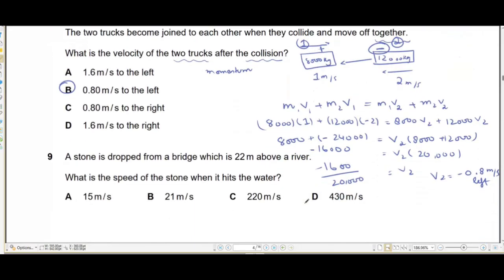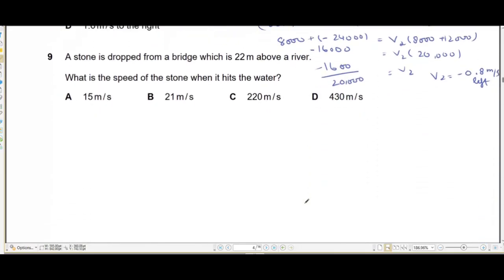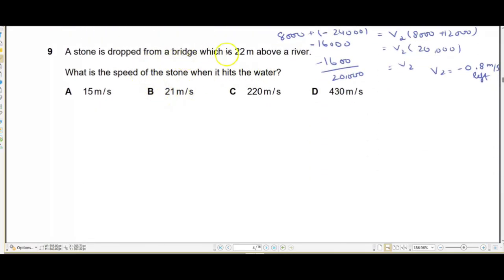Moving on to question number 9. A stone is dropped from a bridge which is 22 meters above a river. What is the speed of the stone when it hits the water? To find the speed, we have a formula: speed is equal to distance over time. We have been given the distance, but we don't know the time, and we can't find the time as well. So this formula is not going to be used over here.